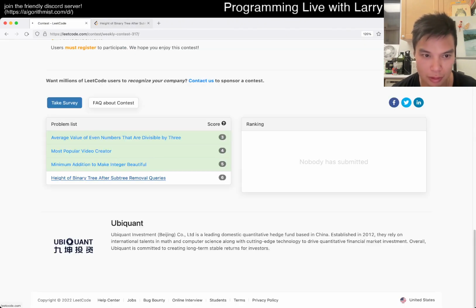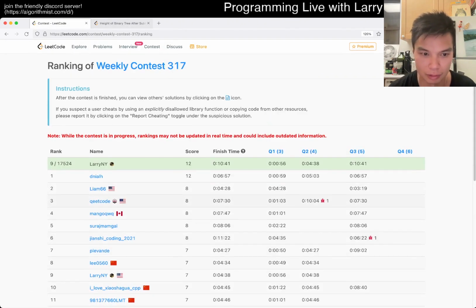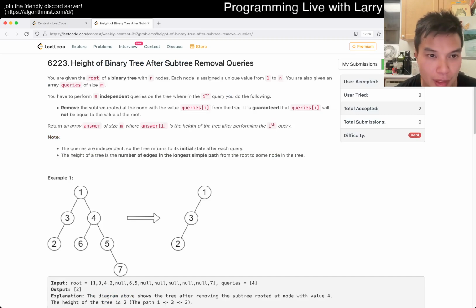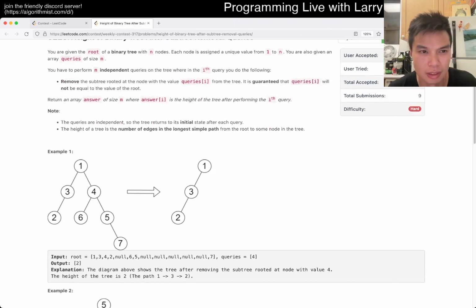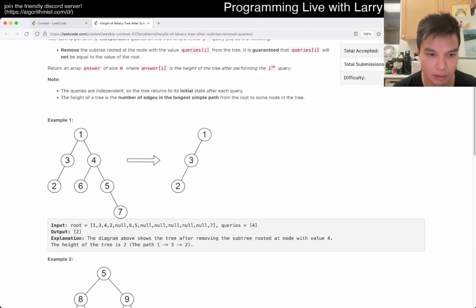How am I doing? All right, people are already done, so let's get started. Binary tree of n nodes. Each node contains 1 to n. Okay, M independent queries. Remove the subtree. So okay. Oh, I see. The height of the tree after performing the query. Okay.